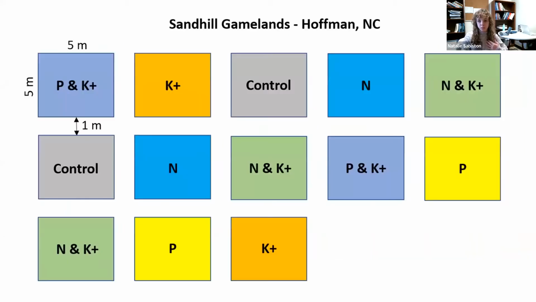But my specific research only focused on these specific plots. It's a subset of the ones in the other picture. These plots have the specific treatments that I'm focusing on, P being phosphorus, K plus being potassium, N being nitrogen. And there are still the individual nitrogen, phosphorus, potassium treated plots, and then various combinations of those 3 things. These study plots are also 5 meters by 5 meters, and there's a 1 meter buffer in between each plot.